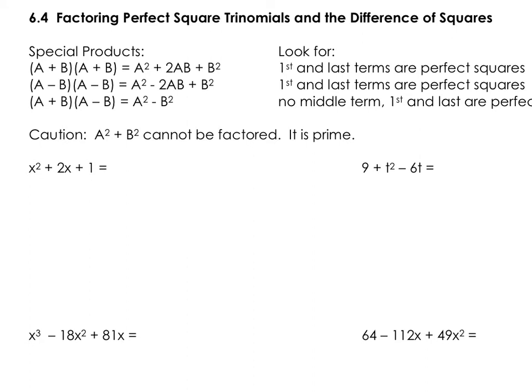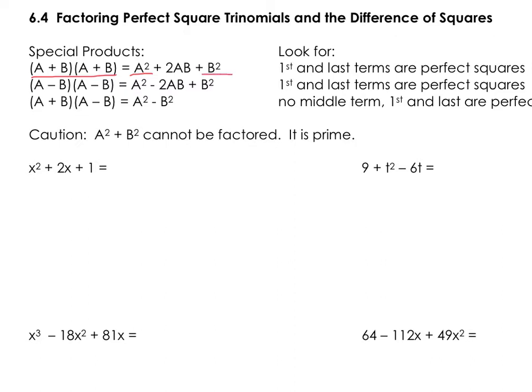Our first special product is a plus b times a plus b. If you multiply those using FOIL, you will get a squared plus 2ab plus b squared. How do we recognize this special product? Well, if the first term is a perfect square, it's something squared like 3 squared, 5 squared, x squared.